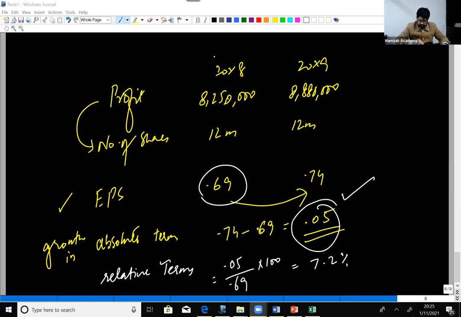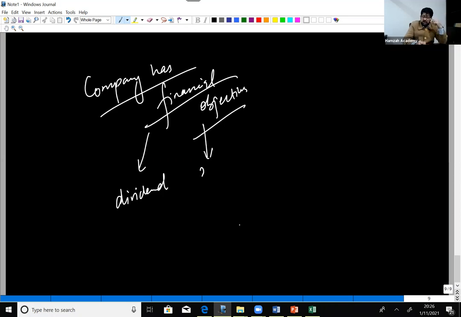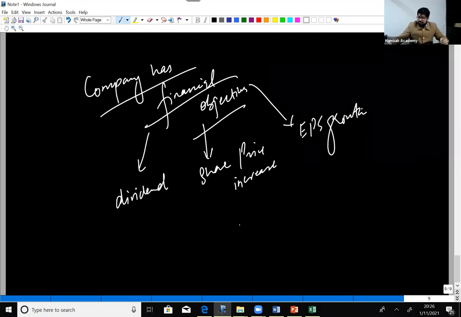Good. Now, so students, a company is there. So the company has financial objectives. The financial objectives we had discussed. The company wants EPS growth. The company wants EPS, earning per share, growth.